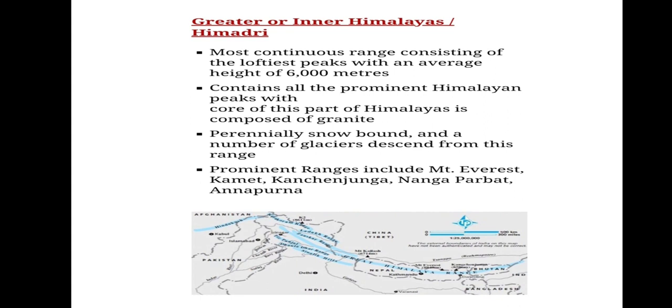It's the most continuous range. Continuous, you can clearly see from the map given below that a blue color line shows a clear line without any breakage. So that's why they are continuous, without any breakage. They can only be crossed through some mountain passes. Nathula is there, Bomdila.